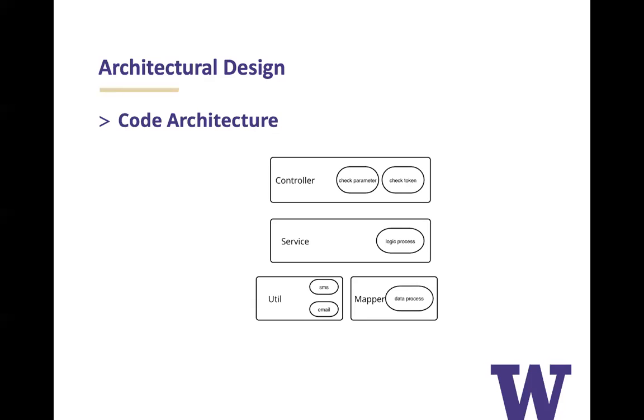Following the architecture of Spring, we have 4 components, 3 layers. The first is the controller. It checks parameters and checks the token. The second is the service. It is the main service for the logic process. And the util contains a lot of tool classes, which is a low level. And also the mapper. The mapper is responsible for the interaction with the database. The dependency is the MyBatis framework.